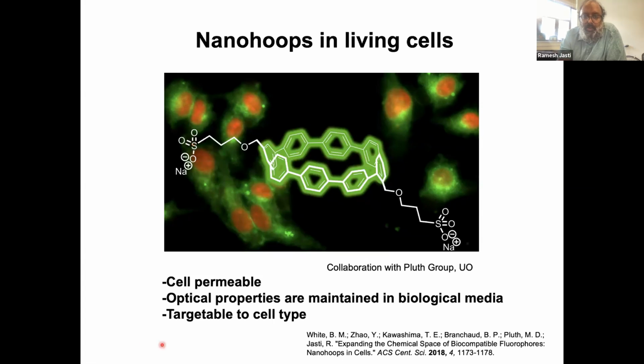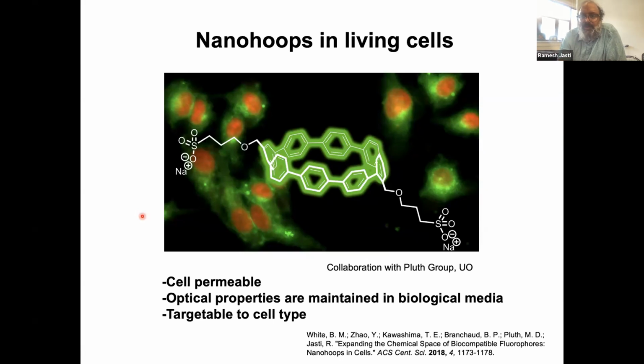So in this first paper, which we did in collaboration with the Pluth group, we made this molecule. We were able to treat cells with the molecule and see if it goes inside. It does go inside. It's the green fluorescence that you're seeing. It seems to be spread out all through the cytosol. The optical properties are maintained in biological media, which we were not sure about. We also made a version of this that could target a specific cell type, just to show that that was possible. So this was the first example of us saying, okay, you can turn these into fluorophores that could operate in a biological system.